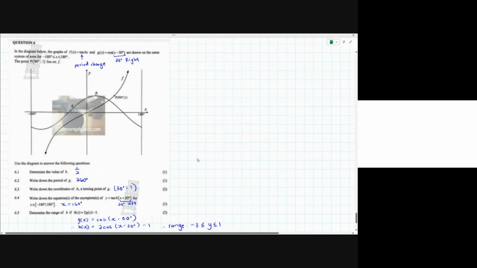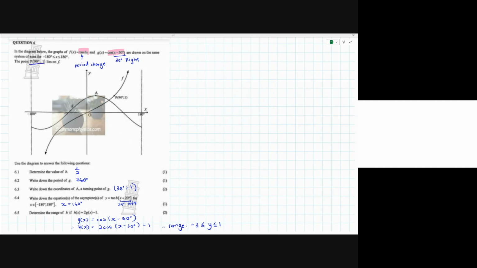All right, question 6. So you were given a tan function, tan bx, and a cos function, cos of x minus 30. And we were told that P(91, 1) lies on f. So a couple of things, whenever you get functions, and it's algebraic or trig functions, really makes no difference, we should analyze what you have. So this tan bx, the bx means there's a period change, and this cos of x minus 30 means 30 degrees to the right, just to understand what's happening. And this is where your knowledge of your parent functions is so important.